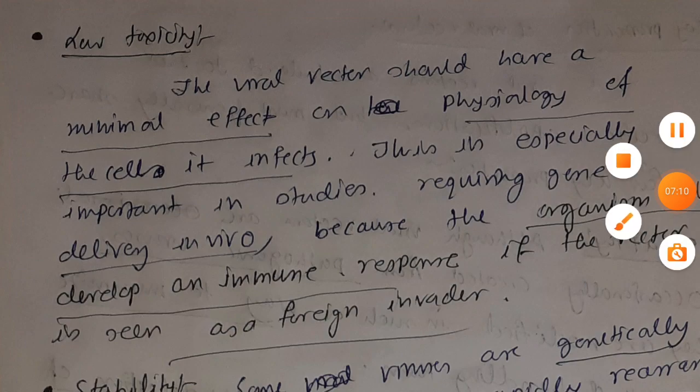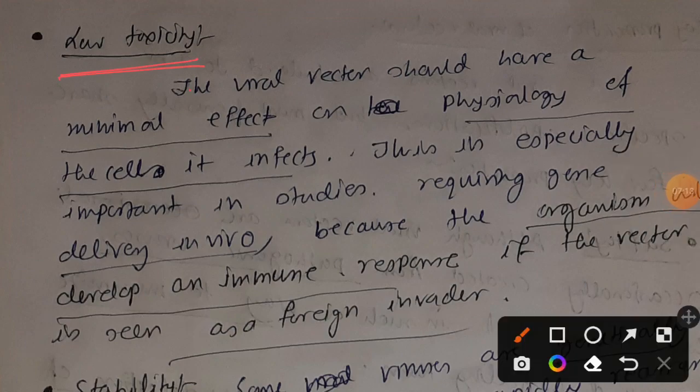Now let's discuss the second point, that is low toxicity. Low toxicity means the virus should not have any kind of effect that can hamper the physiology of the cell. Because if the virus has the ability to negatively affect the cell physiology, it will promote the immune system to activate.